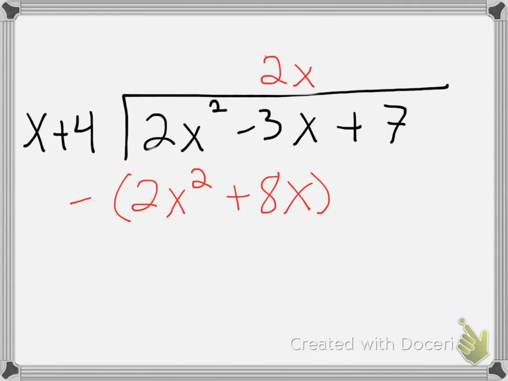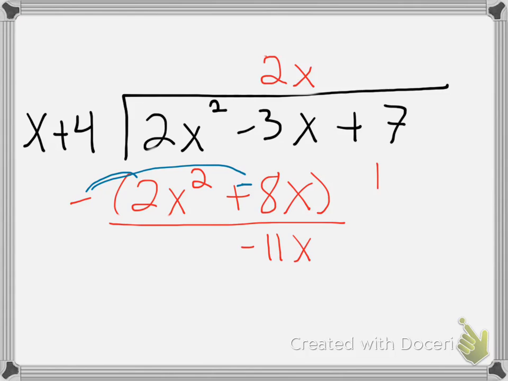Once you've multiplied it, you put parentheses around it and subtract it. This will give us 2x squared minus 2x squared goes away, just like we wanted the first term to cancel. Then you're thinking about what happens with this negative. The negative on the outside of the parentheses is going to distribute, so this will turn into a negative 8x. So negative 3x minus 8x will give me negative 11x. And then you can drop down the next term.